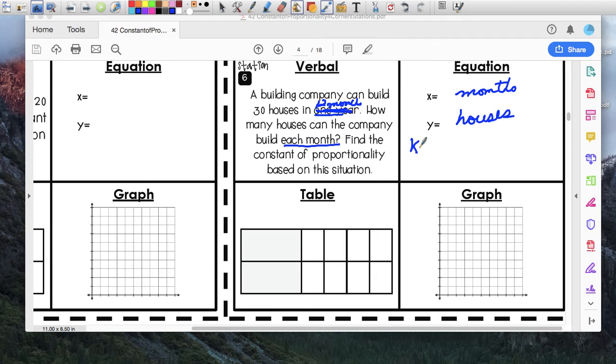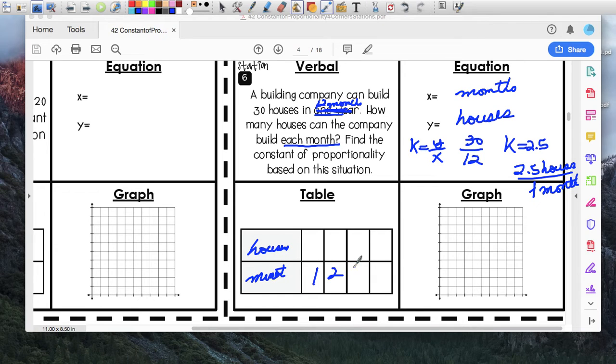So if I do k equals y over x to find my constant of proportionality, y is the houses. How many houses? 30. My x is my time in months, so it'd be 12. If I divide 30 by 12, I'll get 2.5. That k equals 2.5 means that as a unit rate, these guys build 2.5 houses every 1 month.